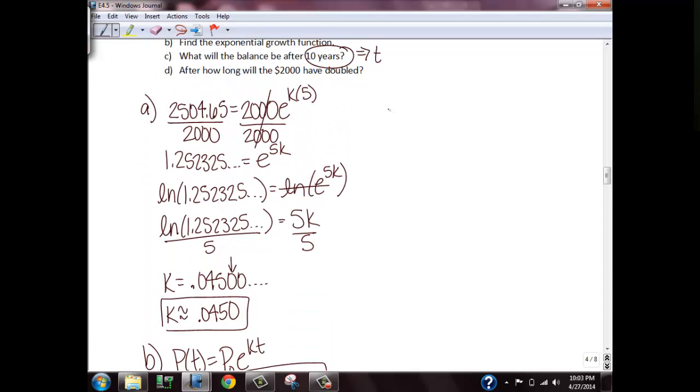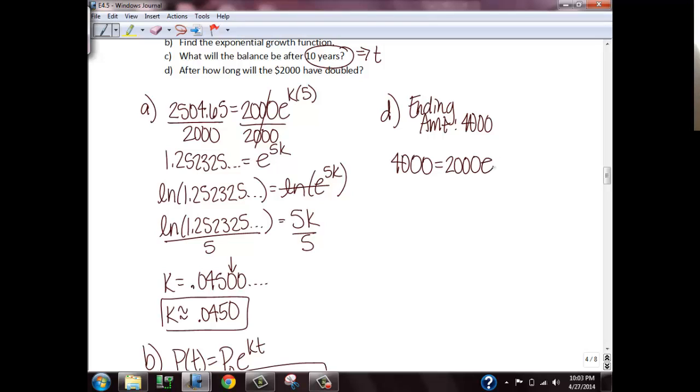Part D says, after how long will the 2,000 have doubled? To double 2,000 means we now have 4,000. So we want our ending amount to be 4,000. I'm just going to put 4,000 on the left-hand side of my equation, because that's my ending amount, is equal to my initial amount, which is 2,000, e to the kt, where my k is 0.0450t.